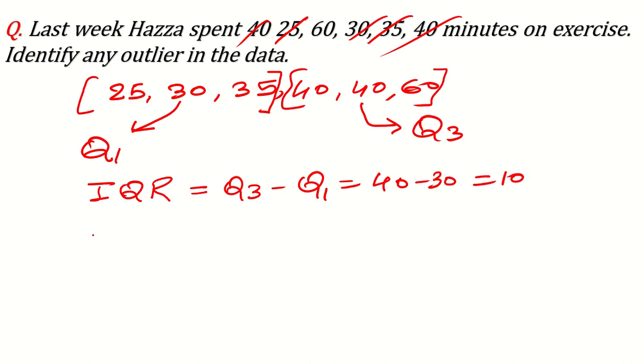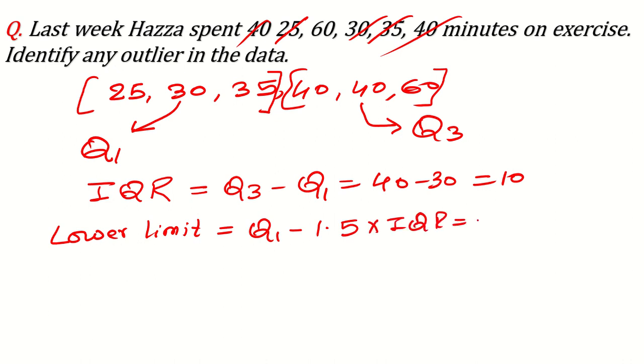Now you see, the lower limit, this is the limit for finding outliers. So the lower limit is Q1 minus 1.5 times IQR, that is Q1 is 30 minus 1.5 times 10, that is 30 minus 15, which means 15. So this is the lower limit. That means any number below 15 will be an outlier on the left side.